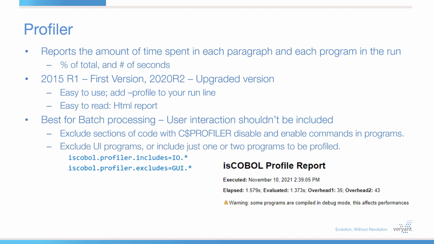If you have all your I/O and processing in separate programs, or just want to profile a few programs, another option is to include or exclude the classes profiled by listing them using these two configuration variables. Now, it's also important to know that compiling for debug or using the -d, -dx compile switches negatively affects performance. So be sure to profile your classes compiled without these switches. If you forget, the profile report will warn you.